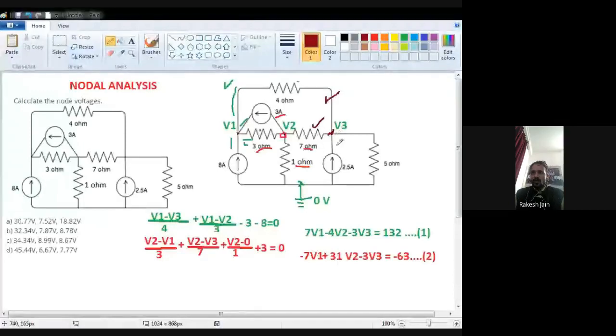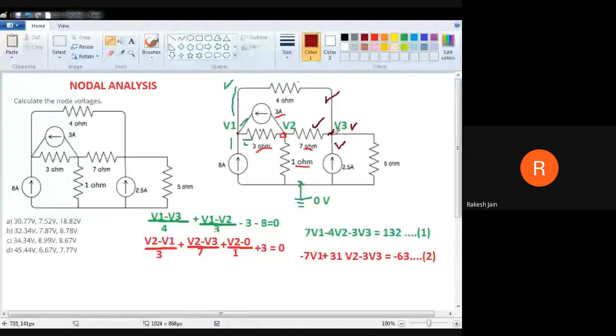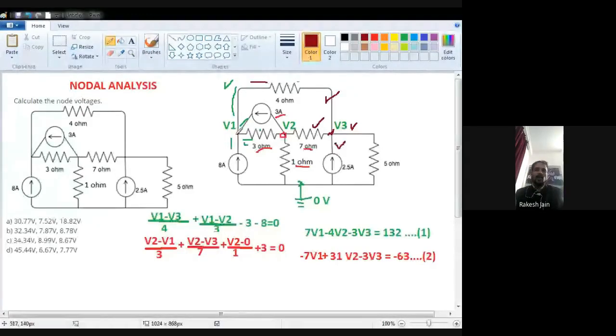First of all, how many branches are connected? One branch of 4 ohm resistance, one branch of 7 ohm resistance, one branch of this 5 ohm resistance, and one branch of this minus 2.5 ampere. So there are 4 components connected with this node, so there will be 4 components in this equation. My node voltage is V3. When I see this 4 ohm resistance, where is the other point of this 4 ohm resistance connected? It is connected with V1.